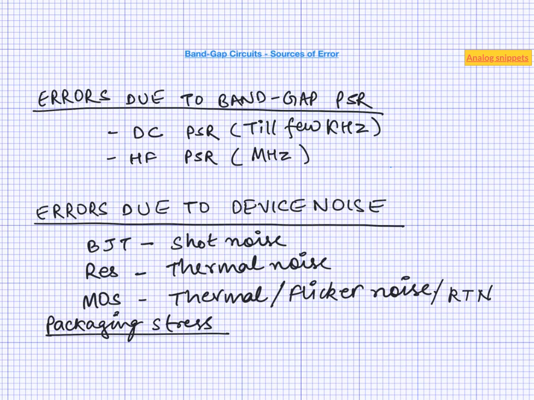Okay, so in this video we have covered major sources of error in the bandgap reference generators. We have covered errors due to process variation and mismatch in some detail, and I have briefly mentioned PSR, device noise, and packaging stress as some other sources of errors, but not in great detail. Hopefully these will be the topics of future videos, along with some precision techniques such as chopping or dynamic element matching. And this is all for this video.